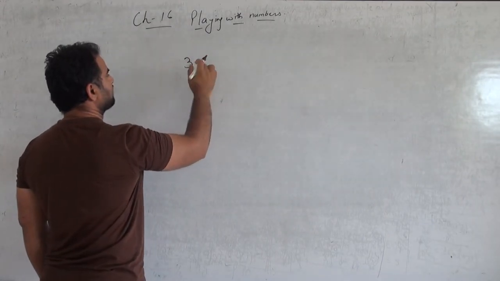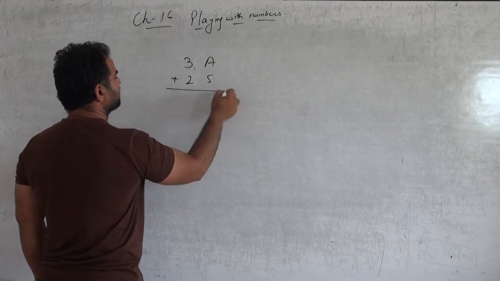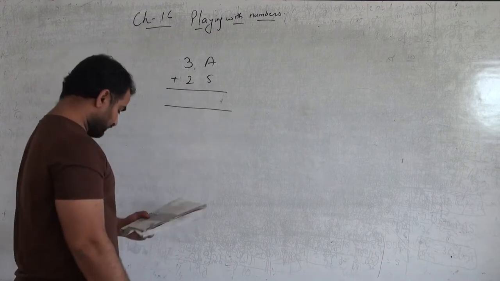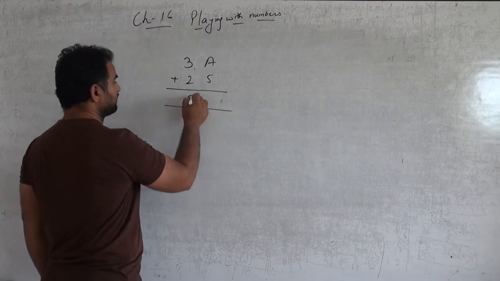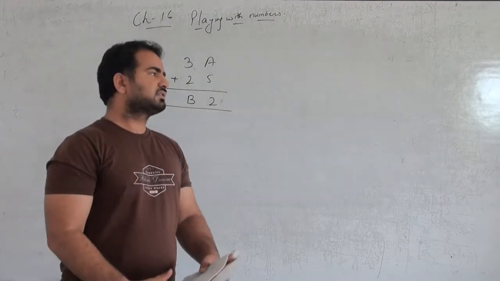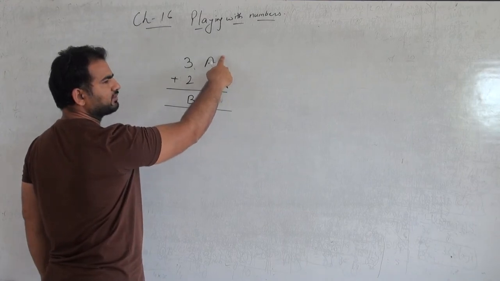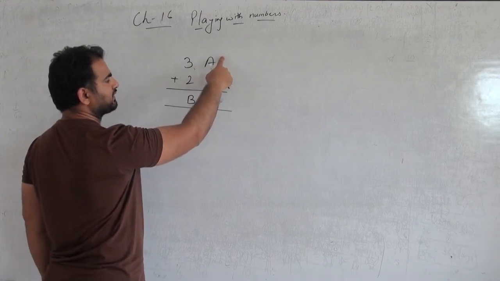3a plus 25 gives b2. So what we have to do is place a digit there, and it should be a whole number so that we can get the answer.